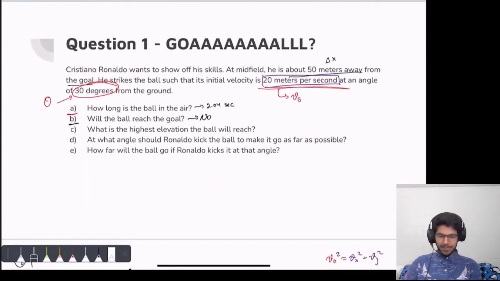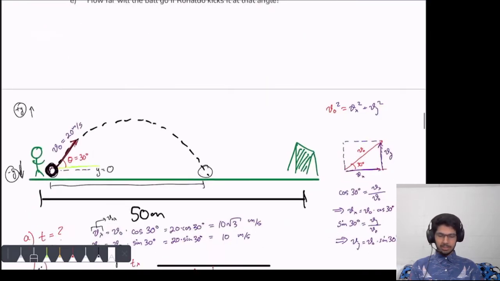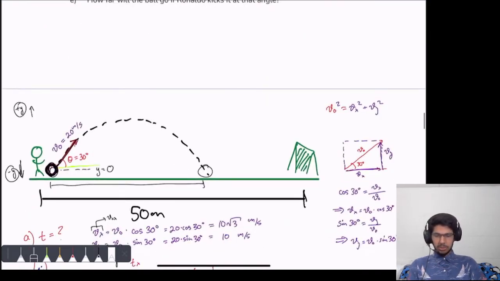Alright, so that's part B. Now we'll do part C. What is the highest elevation the ball will reach? Okay, so this is talking about some sort of displacement, and in particular the displacement in the y direction, right? This is the peak of the curve, the highest elevation. So, what do we know about the peak here? We know that at the peak, the y velocity is 0. It's temporarily 0 because at the peak it temporarily stops before it starts to come back down.